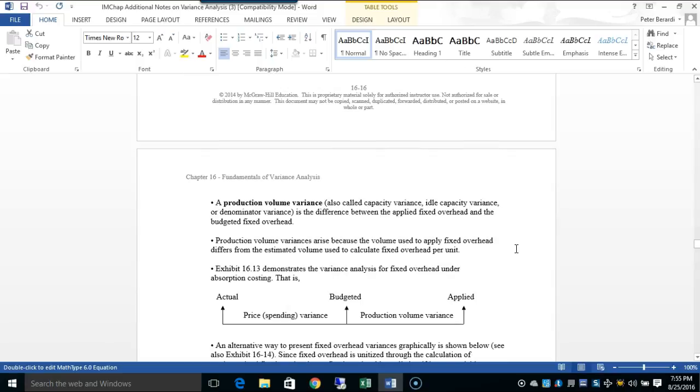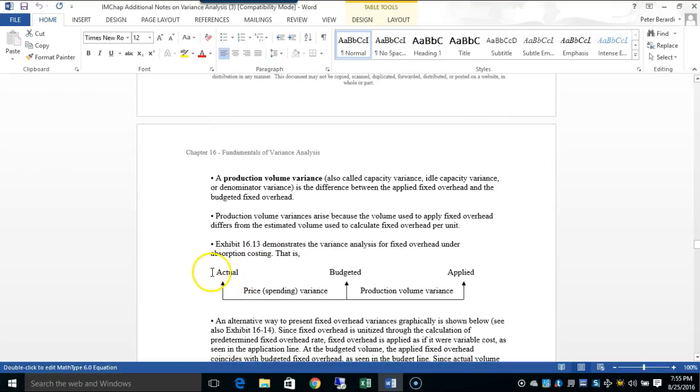So basically our three columns, unlike the variable costs, under fixed costs we have our actual and a budgeted, and then we have what's applied. The difference between actual and budgeted is our spending variance. The difference between the budgeted and applied is our production volume variance.